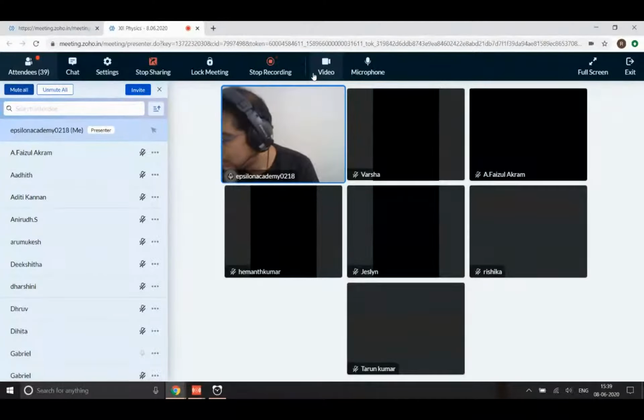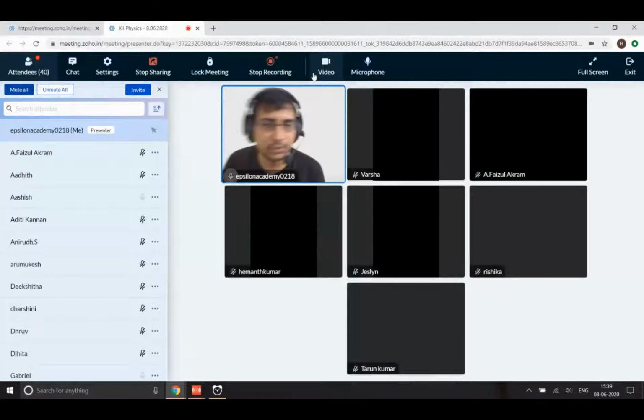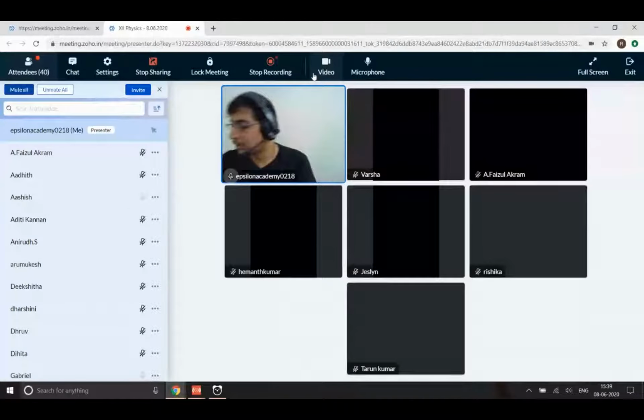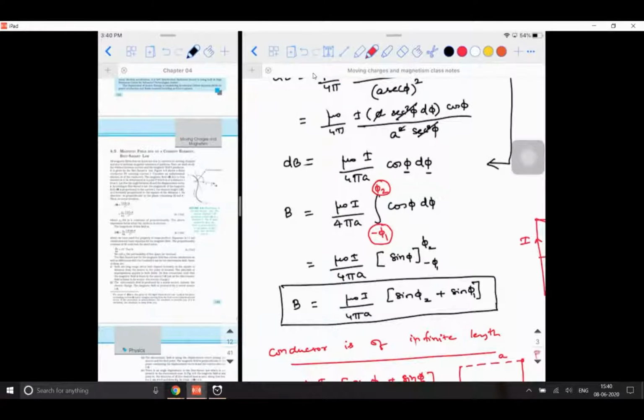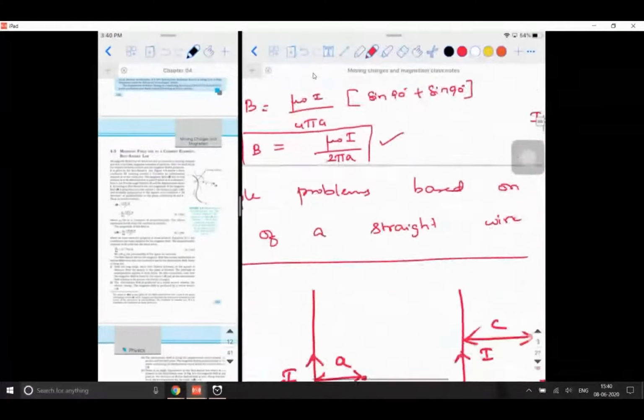And the last concept that we saw in the last class is the application of Biot-Savart law. We saw the magnetic field due to a straight current carrying conductor. That was the first concept which involved a bit of integration in your 12th standard. I hope things are clear there. So what was the answer? We got the answer as mu naught I divided by 4 pi into sin phi 1 plus sin phi 2. This is the answer we got, and you did few problems.